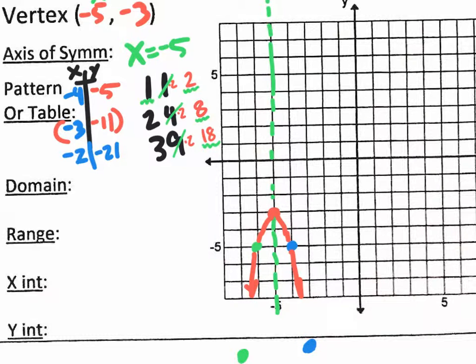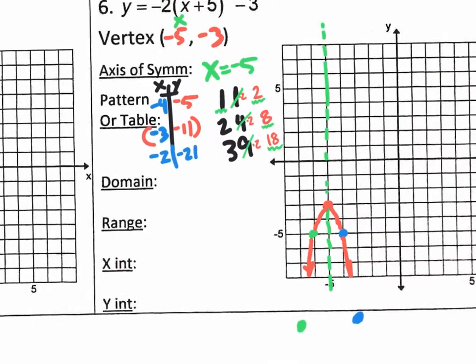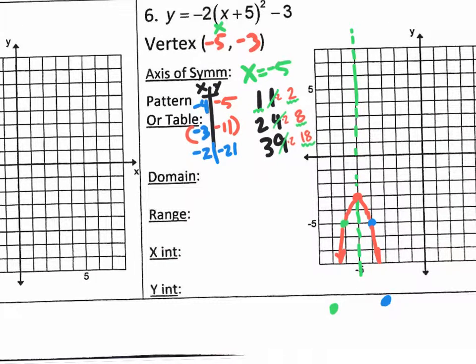So you could use a pattern if you want. You could use the XY table if you want. It's totally up to you. Let's continue with everything else here. Domain, x equals all real numbers. Range, y is what? Less than or equal to the y value of your vertex. What's the y value of your vertex? Negative 3.